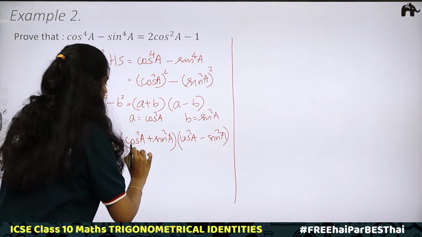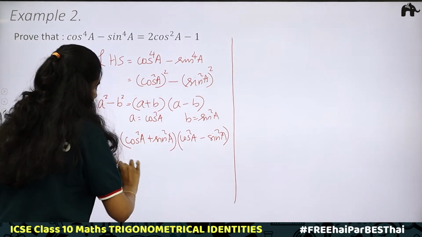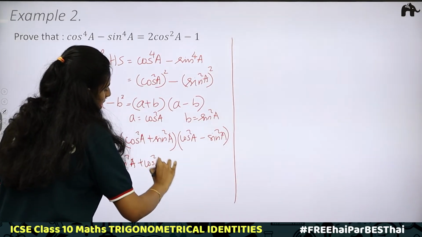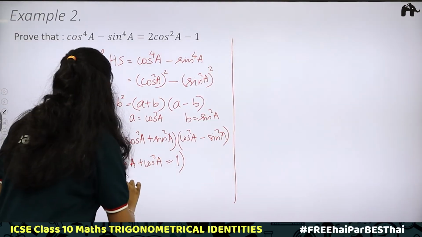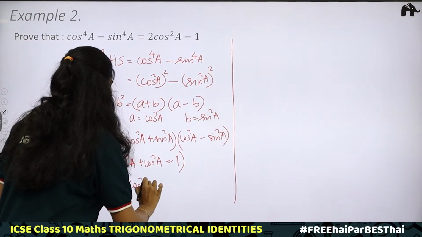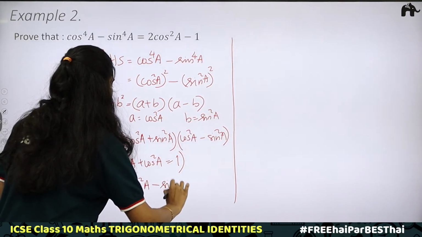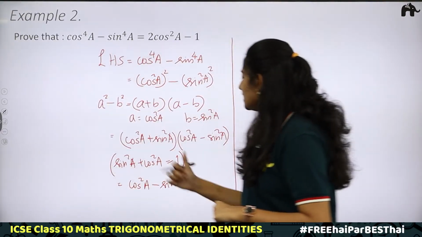What is sin square A plus cos square A? We have the identity sin square A plus cos square A is equal to 1. Therefore, this part becomes 1. We get cos square A minus sin square A.